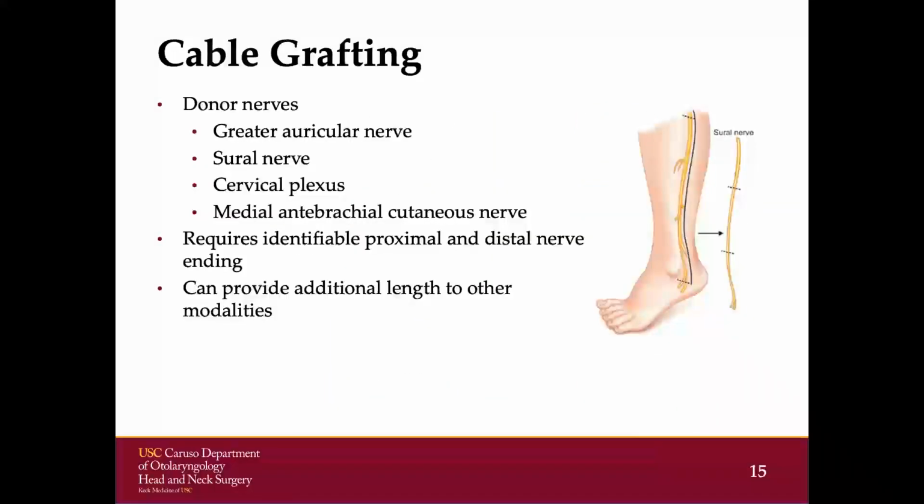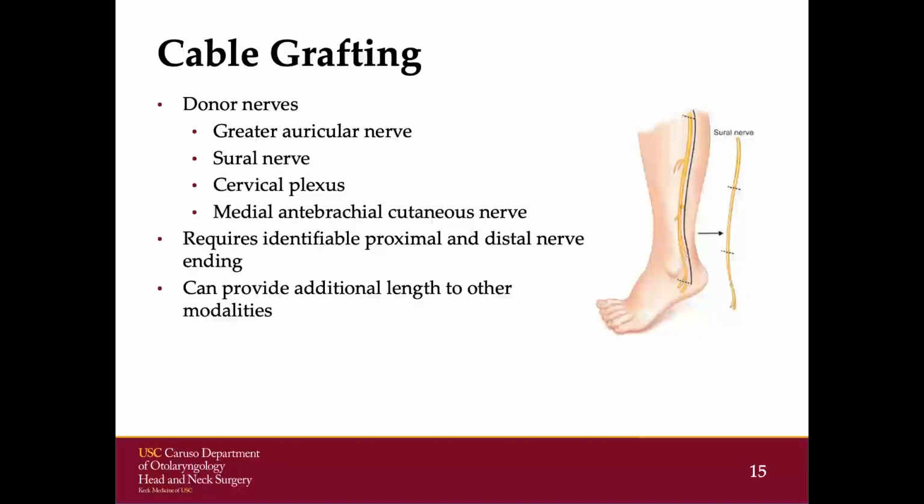So cable grafting is most commonly done in combination with another procedure. For example, with an ablative procedure like a radical parotid or a temporal bone resection. And it requires an identifiable proximal and distal nerve for you to connect together.